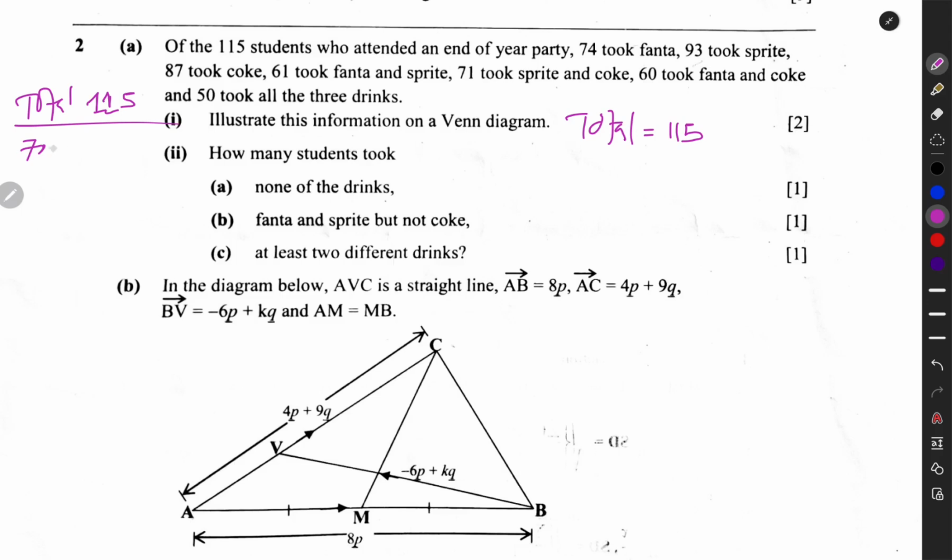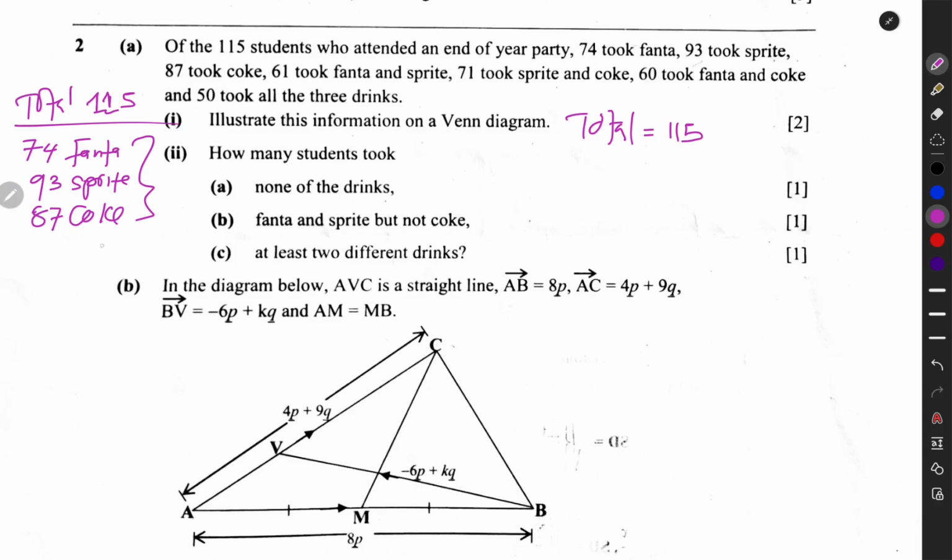So it's about drinks, the types of drinks that the students took. 74 took Fanta, 93 took Sprite, and of course, 87 took Coke. It's very important to note that here there were 3 types of drinks. Now, there are some that took both or 2 of the drinks.